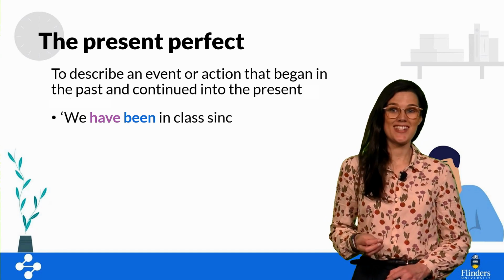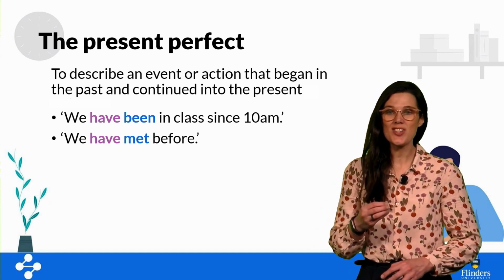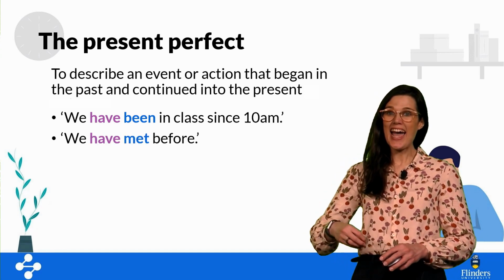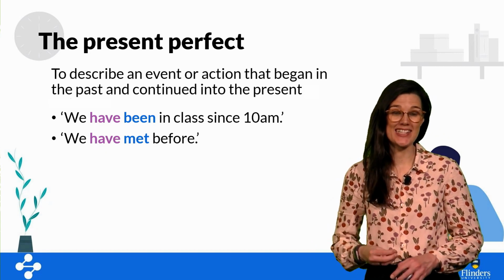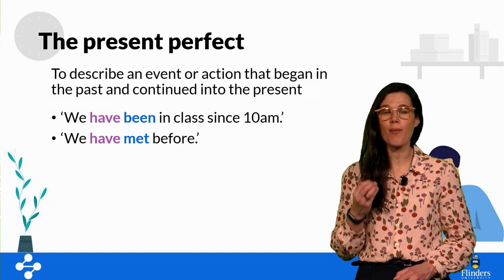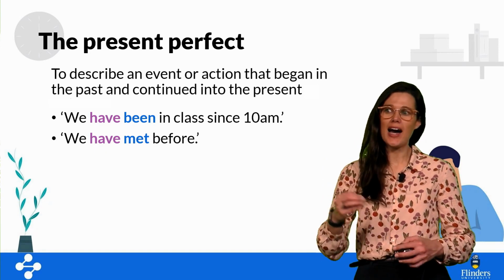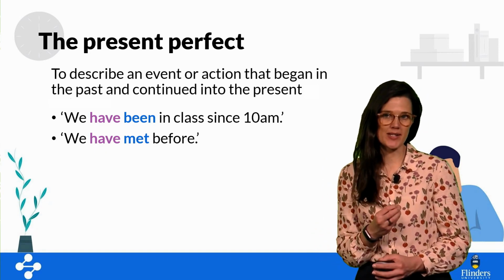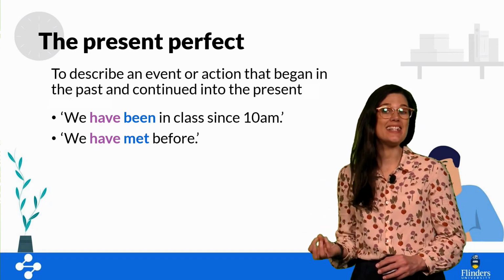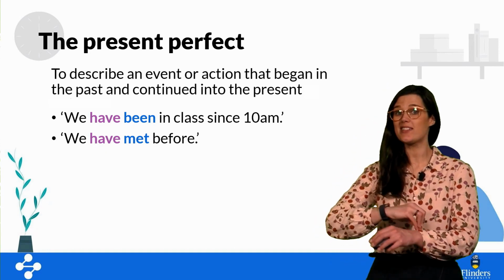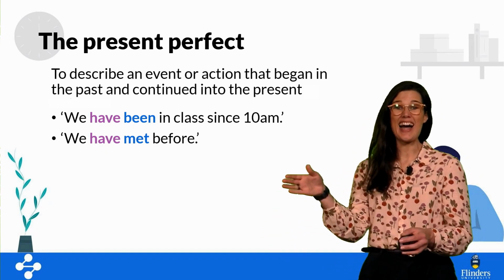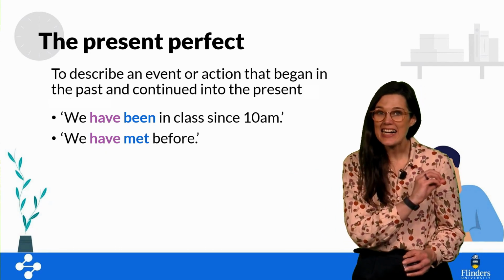The present perfect is used to describe an event or action that began in the past and continued into the present. It's something that's very recent or something that still continues to have consequences in the present. So we have been in class since 10 a.m. So class started at 10. We are still in class. It hasn't finished yet.